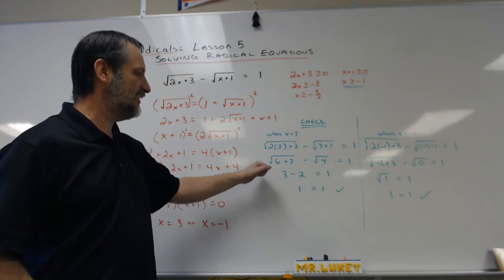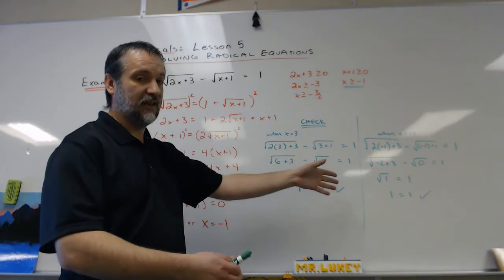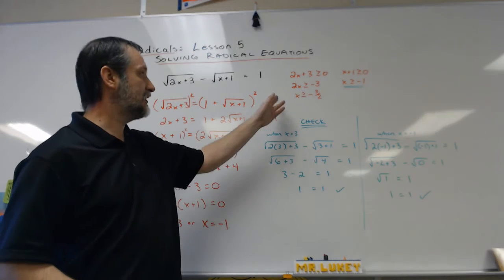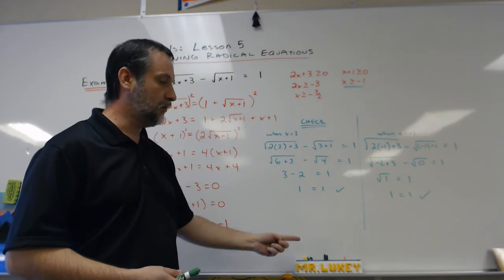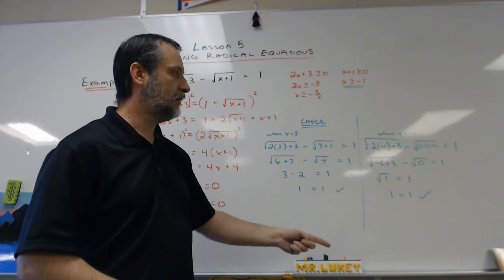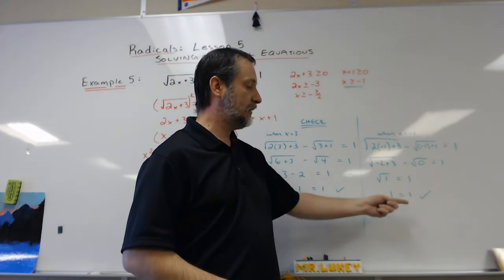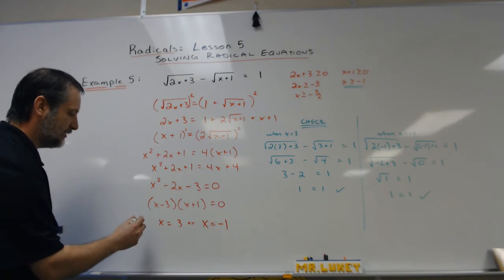X equals 3. We plug it in for the x on the left side. We didn't change what the left side was and the right side was, right? The right side was originally stated to be 1, and it should be 1 all the way through. Did the math, yes, when x is 3, 1 equals 1. When x equals negative 1, yes, 1 equals 1. Both answers checked out, both are appropriate answers.